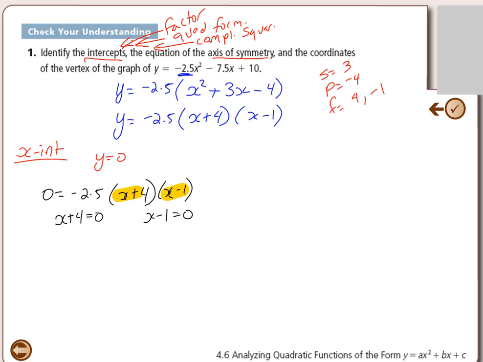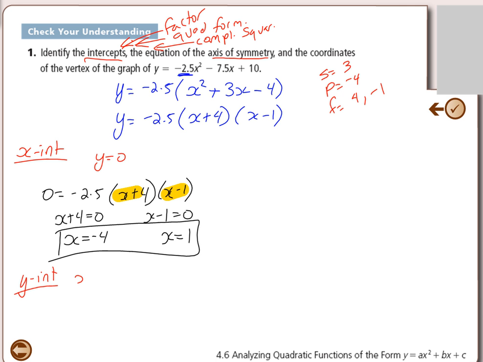Oh, this is chapter 3. We did this. We found the x-intercepts. We just called them zeros back then. So we've got x equals negative 4 or x equals 1. There's my two x-intercepts.